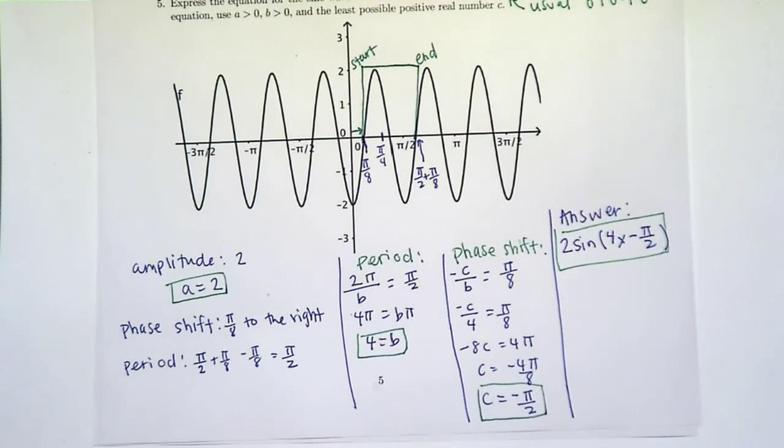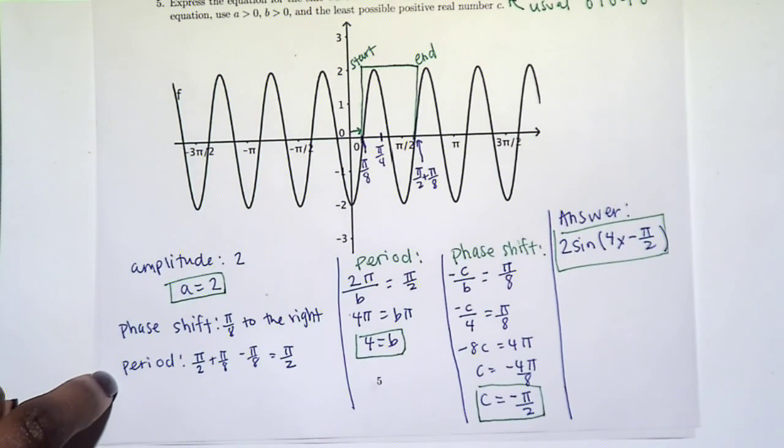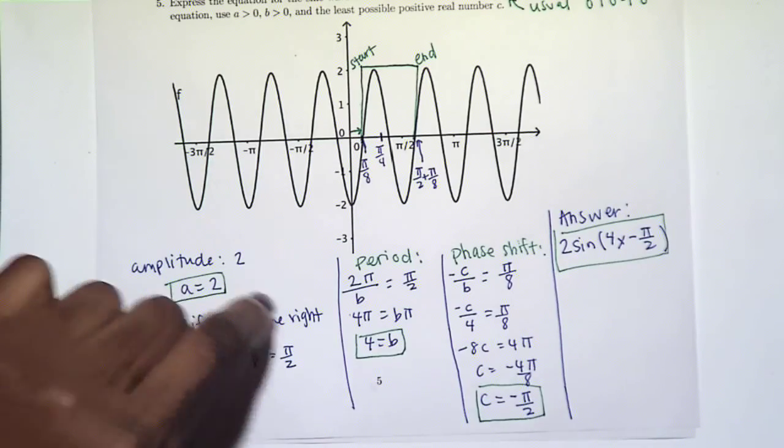All right, so this is an important thing to know how to do. So make sure you understand what happened here and how we figured out each one of these three things, because that's what helped us figure out A, B, and C.